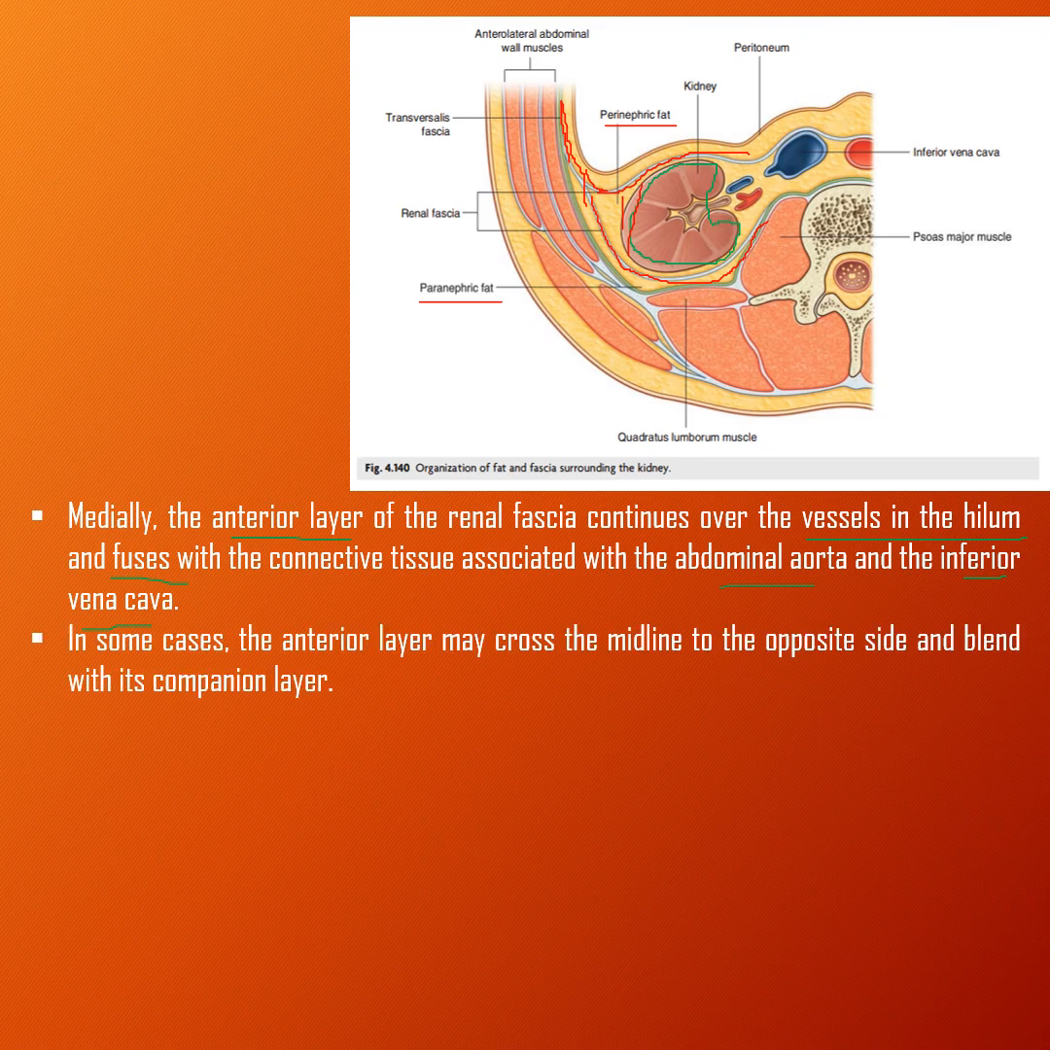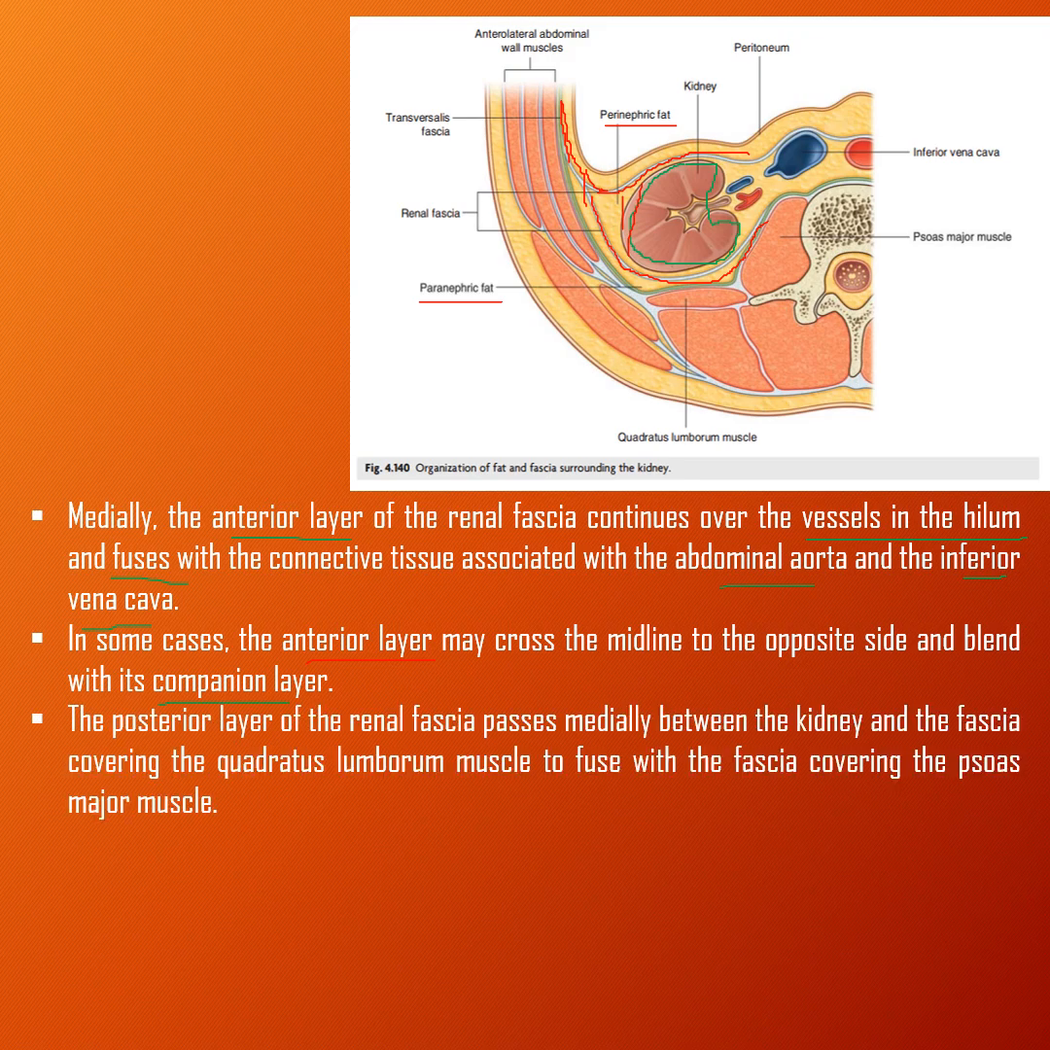In some cases, the anterior layer may cross the midline to the opposite side and blend with the companion layer. The posterior layer of the renal fascia passes medially between the kidney and the fascia, covering the quadratus lumborum muscle to fuse with the fascia covering the psoas major muscle.